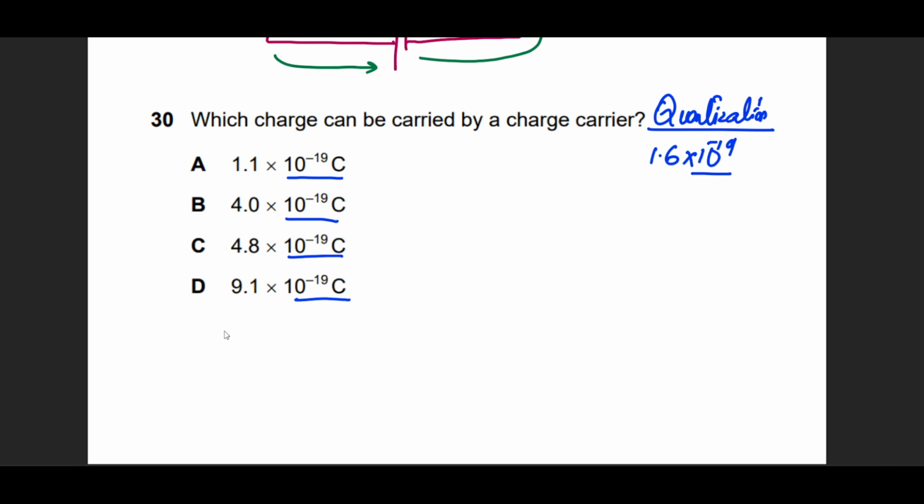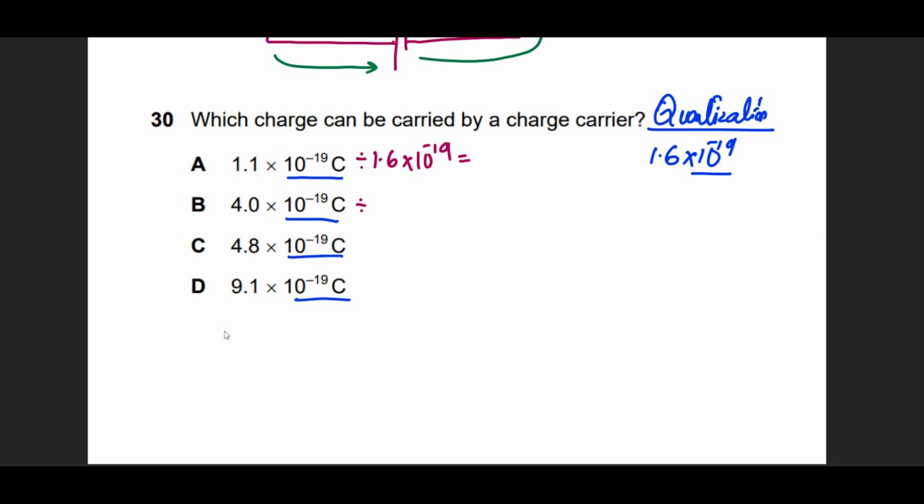So how do we test whether this is a quantized particle or not? We just divide these options that are given to you by the 1.6 × 10^-19. So divide this number by 1.6 × 10^-19 and see what you get.